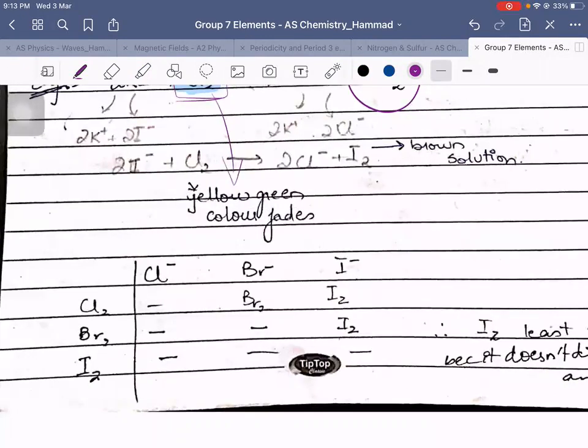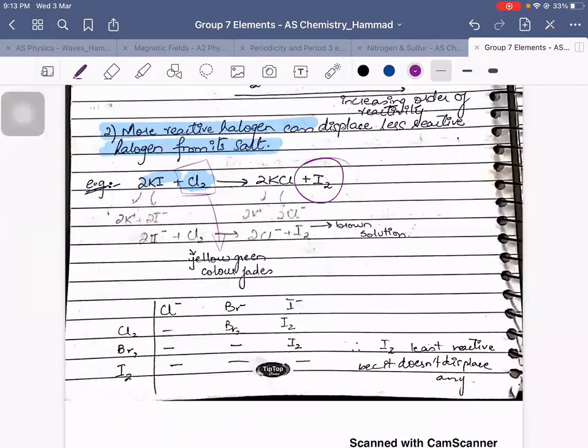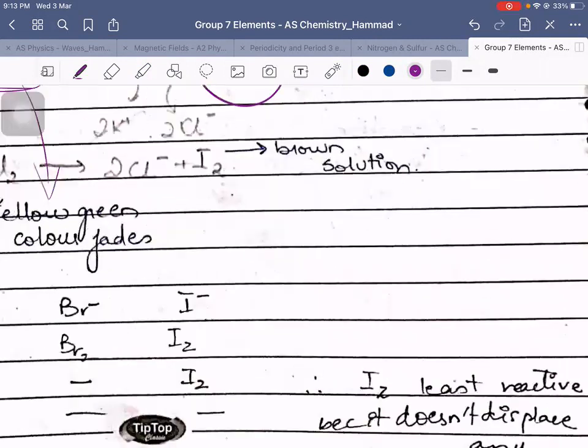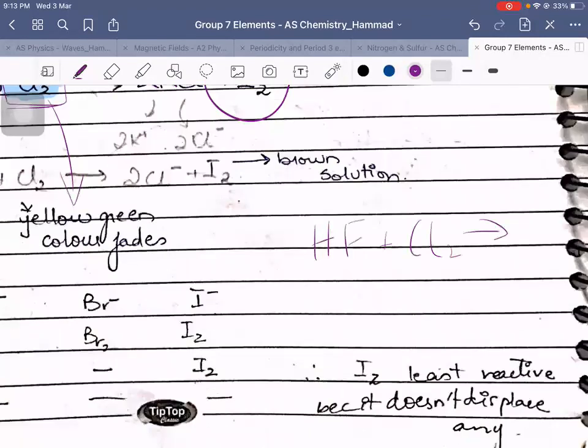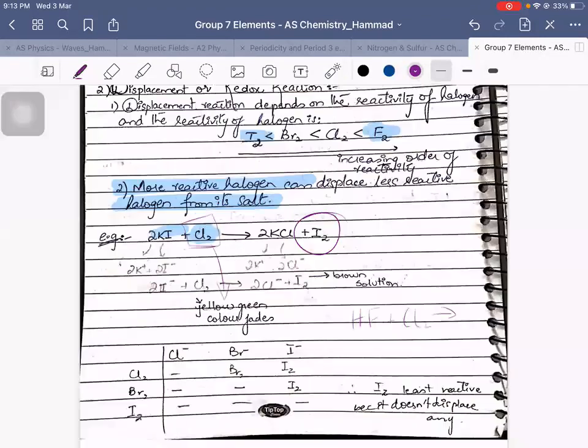Similarly, let's say for example, HF was reacting with chlorine. Now, checking the reactivity, chlorine is not more reactive. Fluorine is more reactive. So there will be no reaction because chlorine cannot displace a more reactive element, which is fluorine in this case.